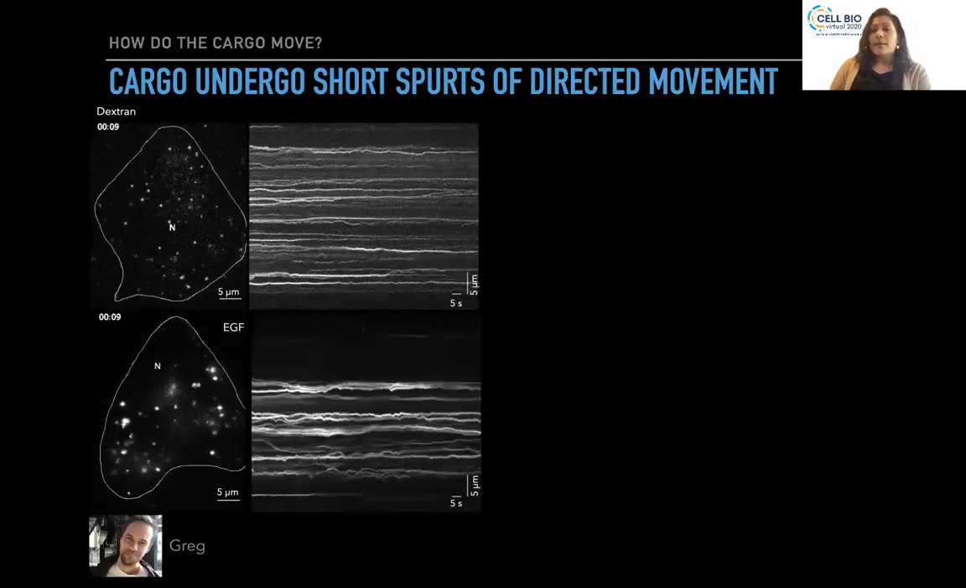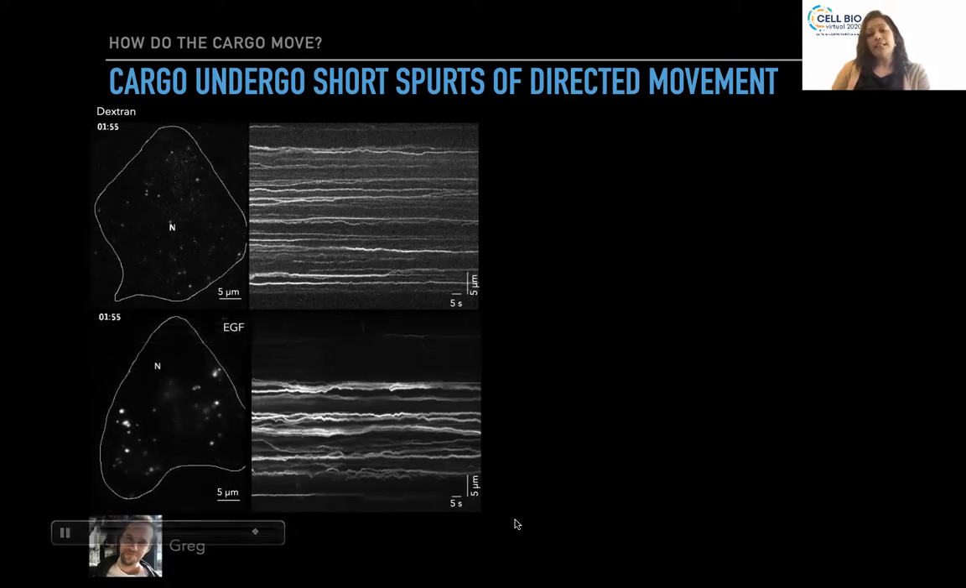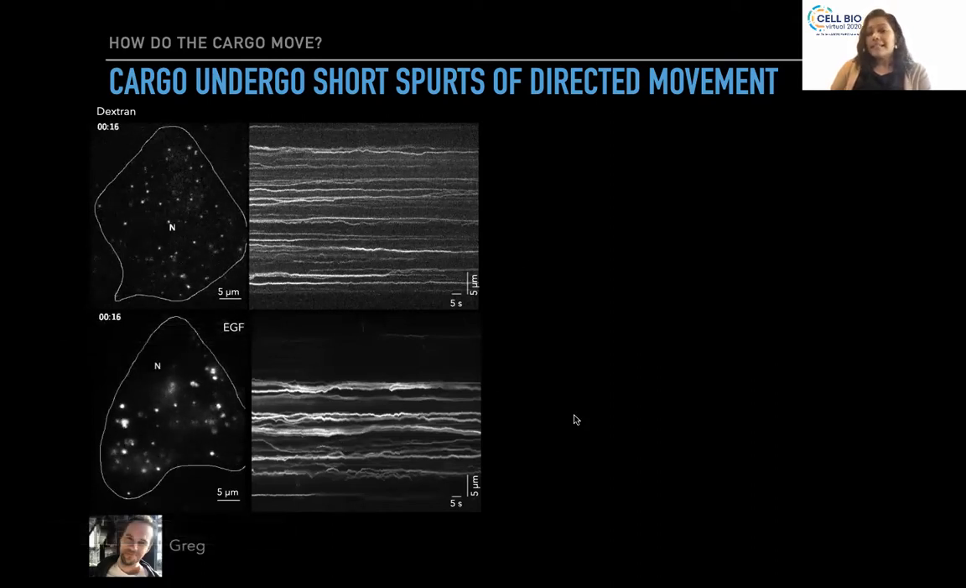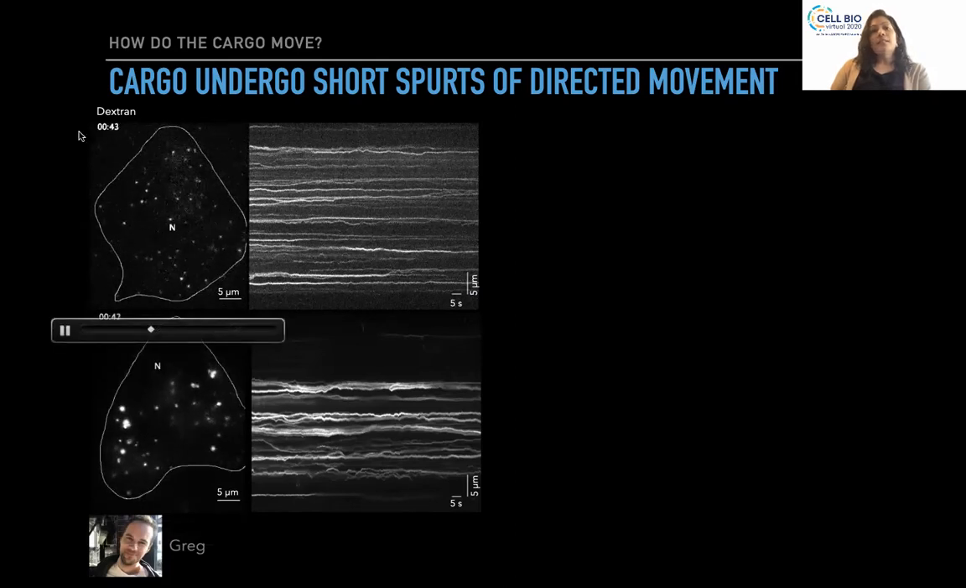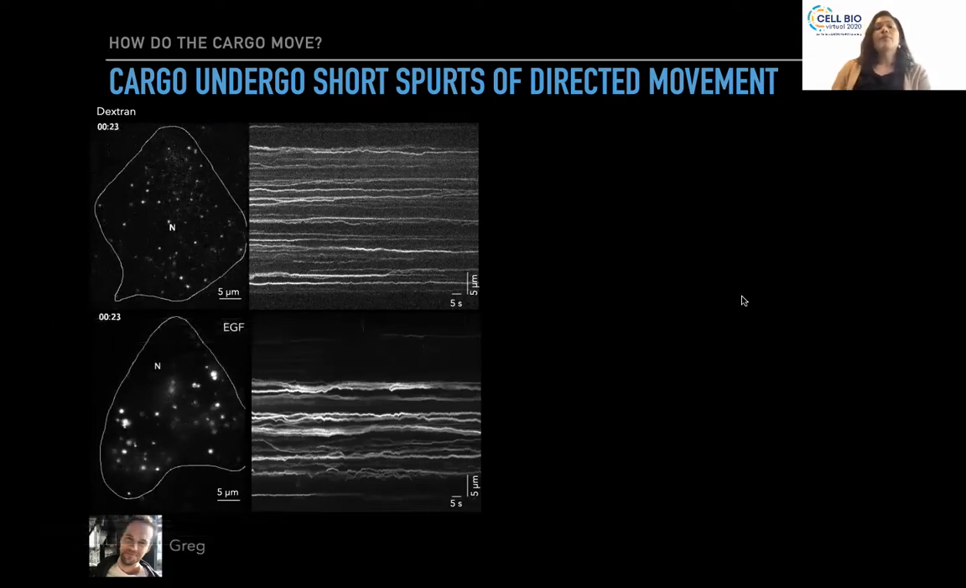So the last part of the tripartite complex, of course, is the cargo adapter. Here we use the cargo as a proxy for the cargo adapter. And we looked at two different kinds of cargo, which undertake net minus-end directed movement. One is transferrin and the other is EGF. Both of these are fluorescently tagged and the cells are allowed to take up these cargo, and we follow the movement of these cargo thereafter.